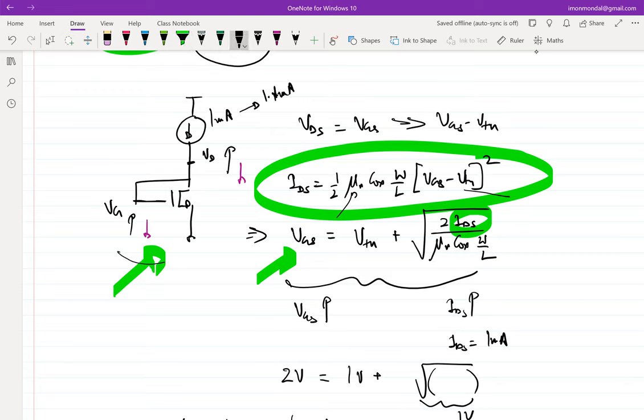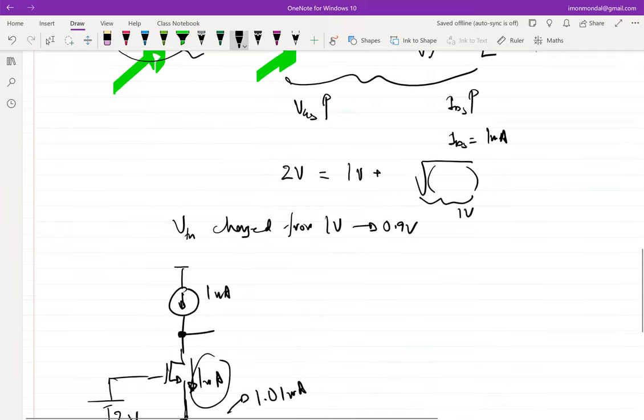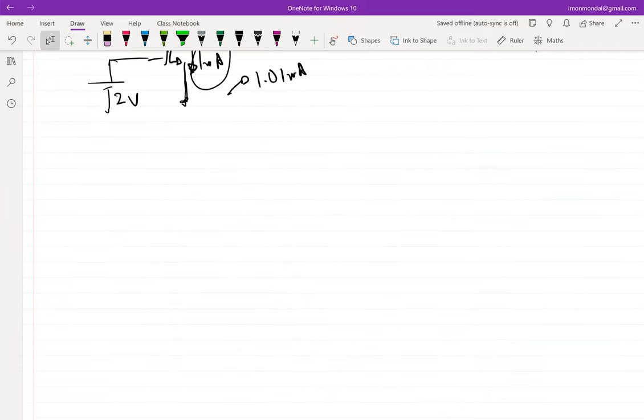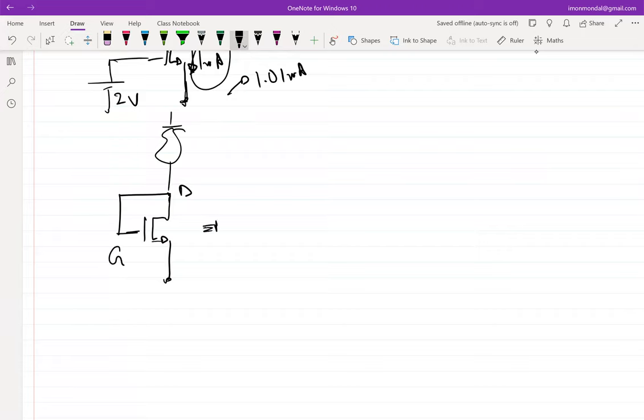So there is a name for this particular configuration. When you connect the drain to the gate, this is an extremely useful configuration, used almost everywhere. Whatever you connect here doesn't matter. This configuration is called diode-connected.